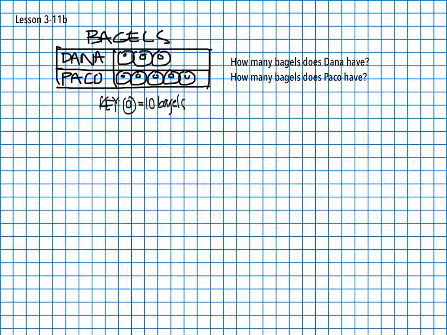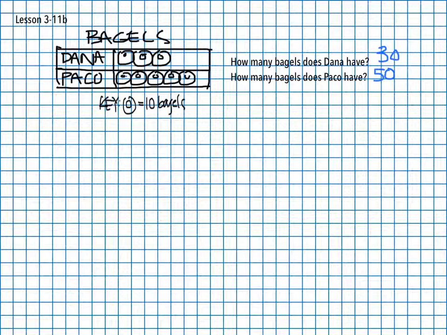So when you ask, how many bagels does Dana have, the first thing we do is look at how many bagels are represented here, and she has 3, and each bagel's worth 10, so 10, 20, 30. Dana has 30 bagels. And then we look at the number of bagels that Paco has. Each one of these is 10: 10, 20, 30, 40, 50. So Paco has 50 bagels.